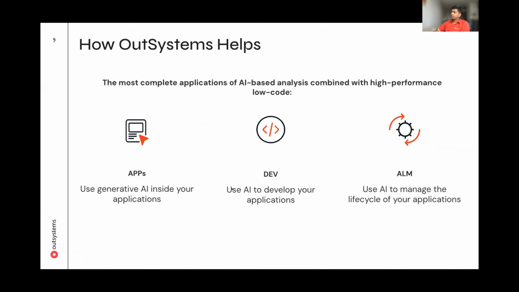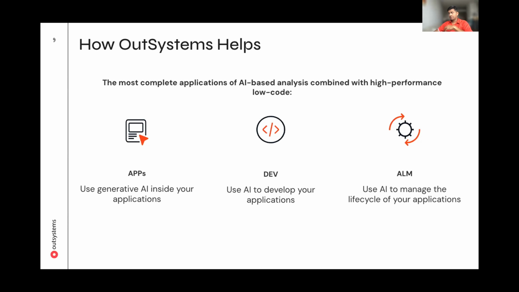So next, when we are talking about OutSystems, OutSystems particularly helps using AI in three broad categories. You can use AI in the application itself, so you have AI infused applications. You can use generative AI inside your applications. Next part is the development cycle or development process can use AI to help assist developers to build applications.